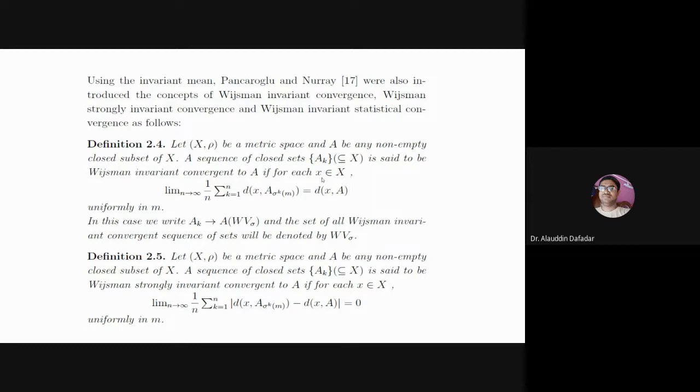Now we define Wijsman invariant convergence. Let (X, rho) be a metric space and capital A be a non-empty closed subset of X. A sequence of closed sets A_k is said to be Wijsman invariant convergent to A. Why is it called invariant? Because d(x, A_σ^k(m)) equals d(x, A), and that's why Wijsman convergence turns into Wijsman invariant convergence. Let (X, rho) be a metric space, capital A be a non-empty closed subset of X. A sequence of closed sets A_k is said to be Wijsman strongly invariant convergent if the modulus of that same limit is equal to 0.